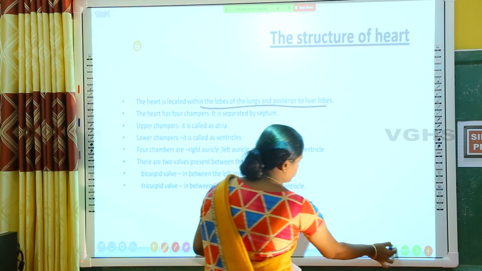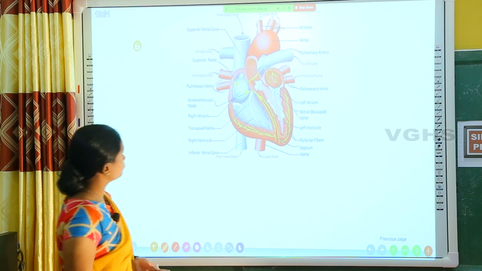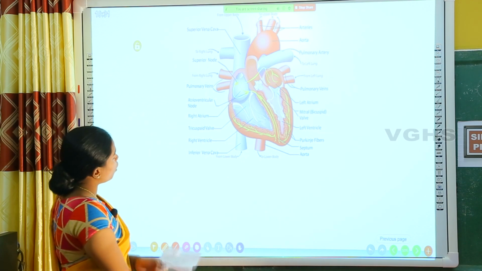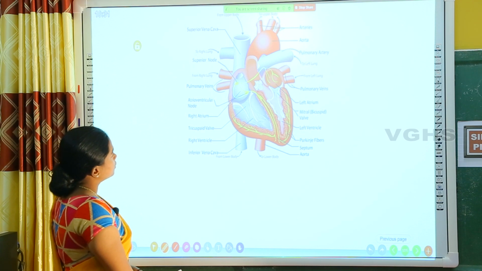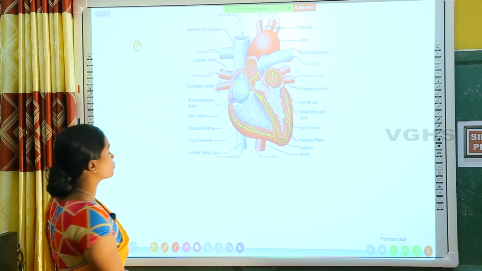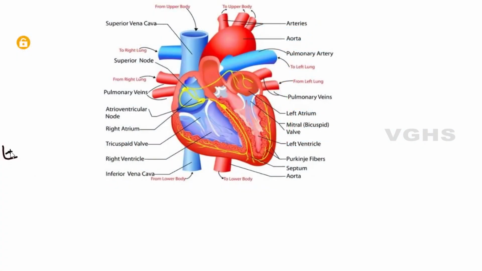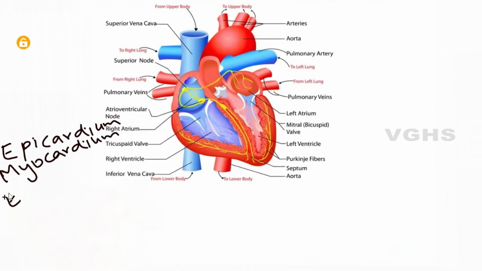So let us see about the heart wall. It is made up of 3 layers. They are called epicardium, then myocardium, then endocardium.